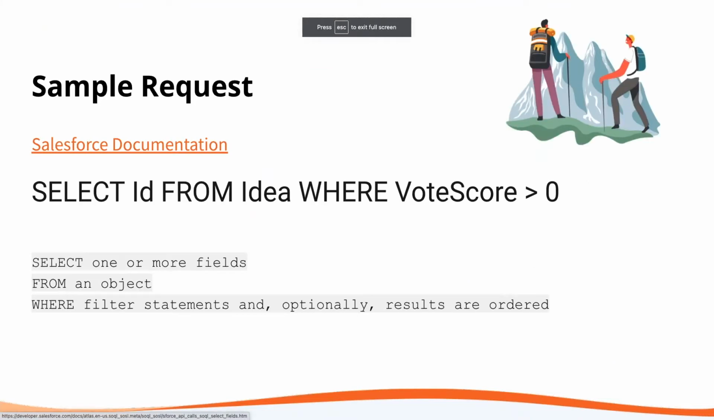This is what a sample request in the Salesforce SOQL looks like. First, you're going to select one or more fields. If you need to select more than one field, it's just comma separated. Then you say from your object. So in this case, it would be from ideas. And then where, and let's say I want where vote count is greater than 0. So we want more than 0 votes per idea.